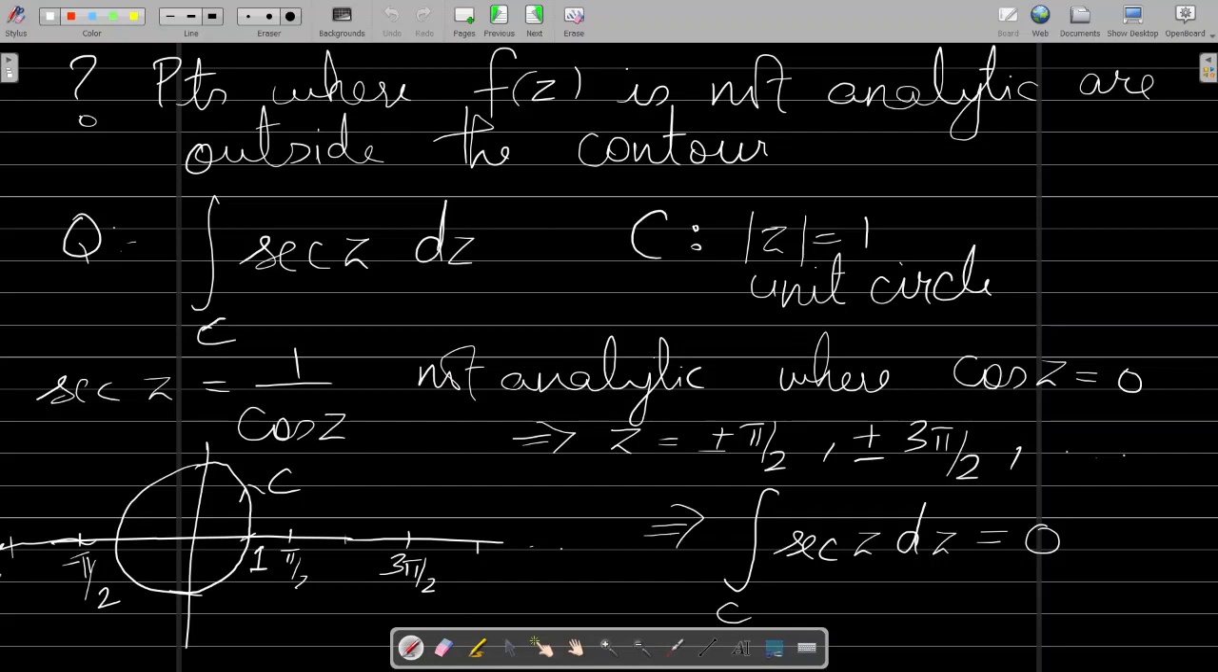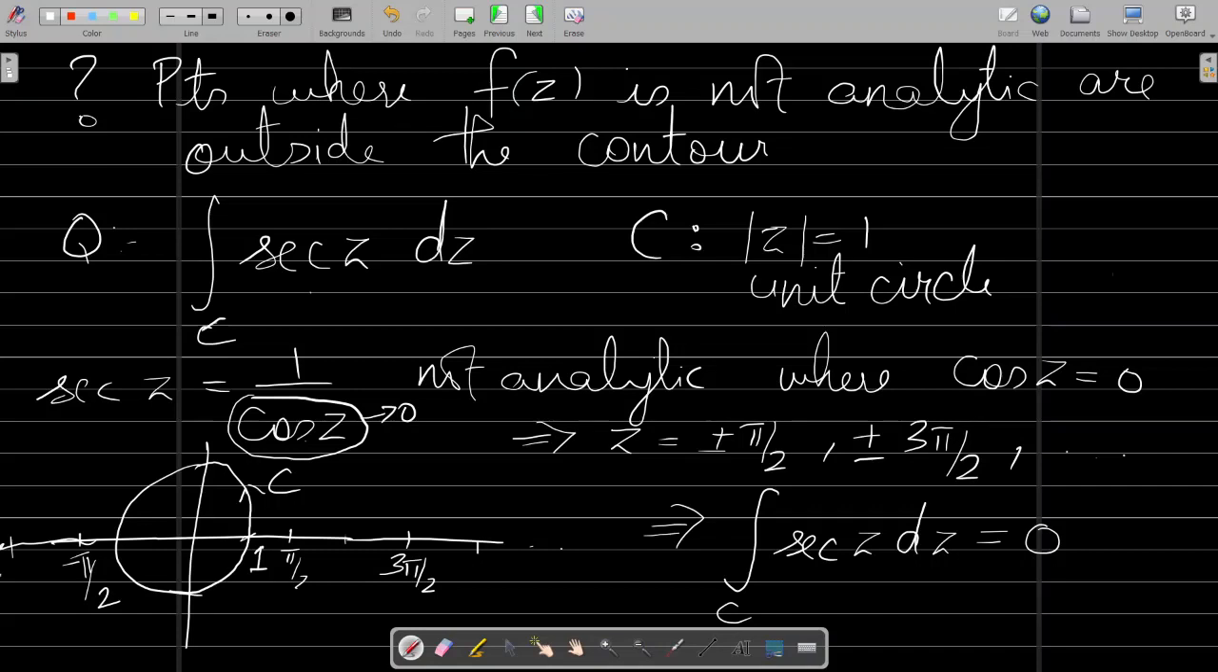Now we will consider some functions where the points where the functions are not analytic are outside of our contour. We'll see what happens when the points where f of z is not analytic are outside the contour. Consider this function sec z, the integral over C of sec z dz. We are going to integrate sec z over the unit circle. Sec z is 1 by cos z, so it is not analytic whenever the denominator becomes 0. That is, whenever cos z becomes 0, the function will not be analytic.